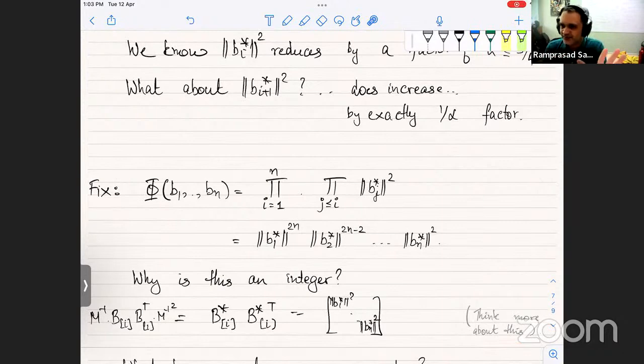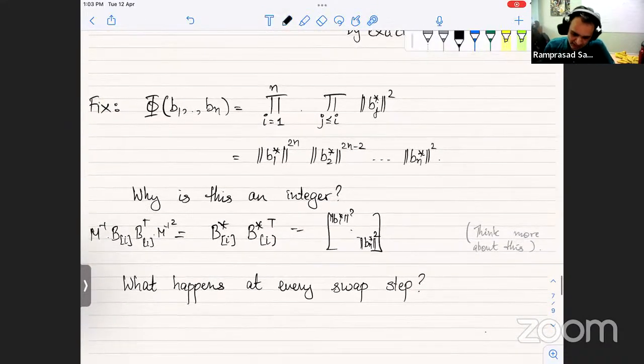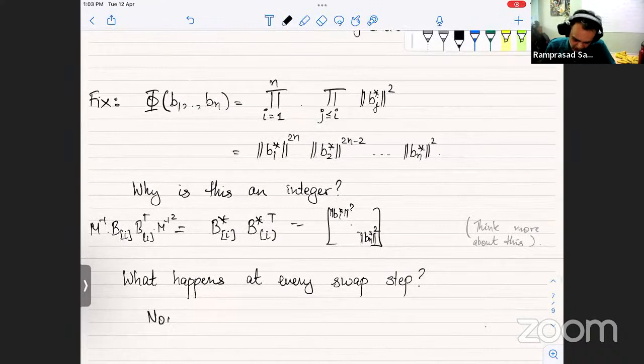But it's basically the same proof that will tell you that each of these subproducts are all integers themselves, and therefore this entire thing is also an integer. So again, the same thing works. This potential function is an integer. You can also argue that initially the value is not too large, depending on what the input length was.